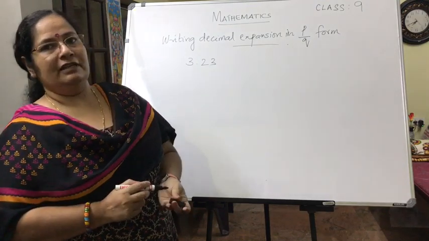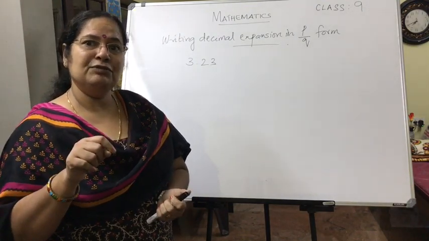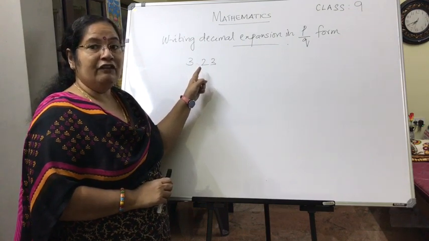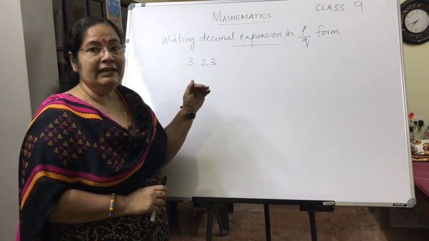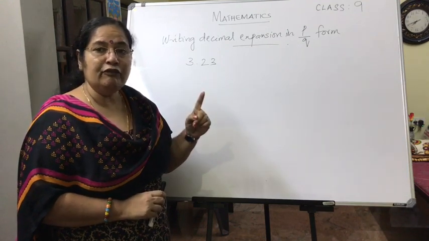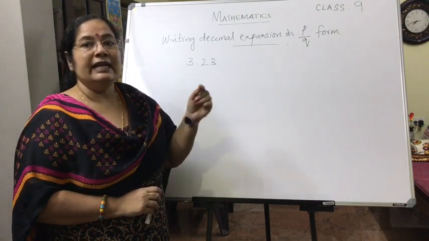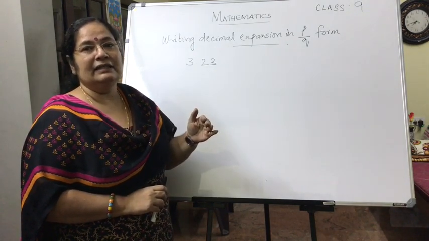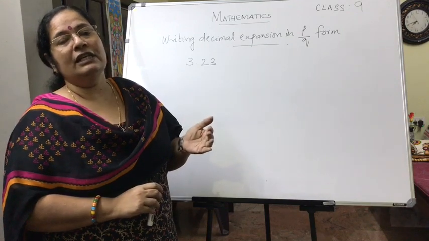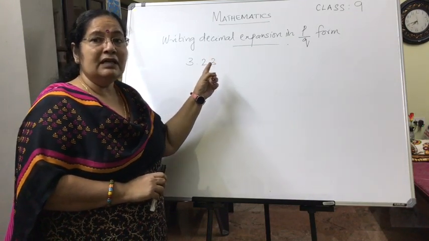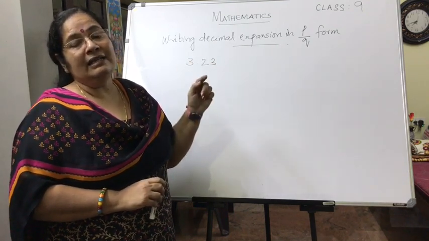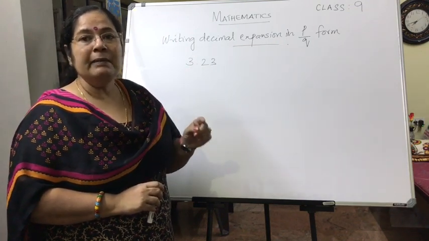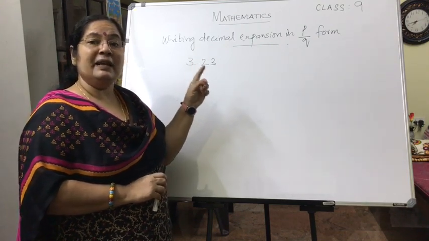So go back to class 7. In class 7 we have learned how to convert decimals to fractions. What was the procedure there? The numerator will be the number without the decimal point and the denominator will be a 1 followed by number of zeros depending upon how many decimal places are there. I repeat, to convert a decimal to a fraction, the numerator is the number without the decimal point and the denominator is a 1 followed by number of zeros depending upon how many decimal places are there.